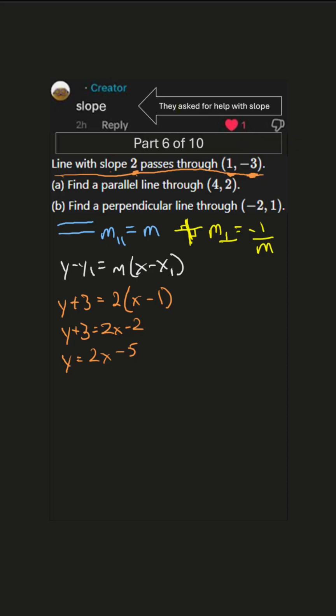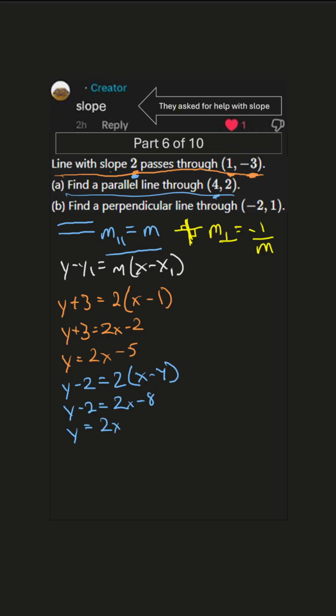Good, so now let's find the parallel line. That's this one here. Same formula. So y minus 2 equals m. Now remember, m parallel equals m, and m is 2. So that's just 2 again. 2 times x minus 4. Okay, we distribute. 2x minus 8. Add 2 to both sides. Y equals 2x minus 6. So that's our parallel line.